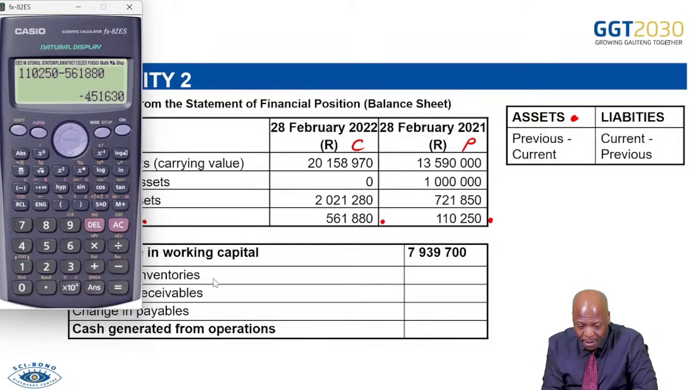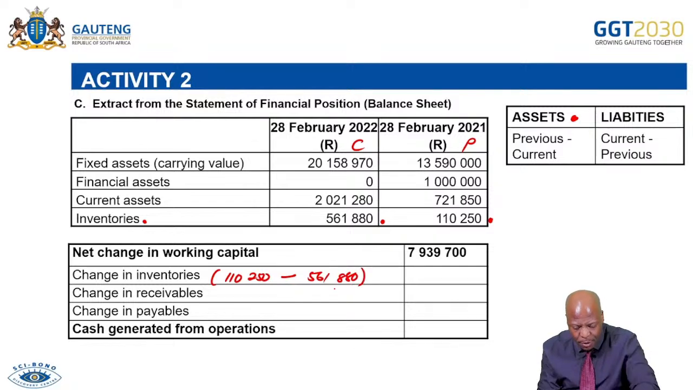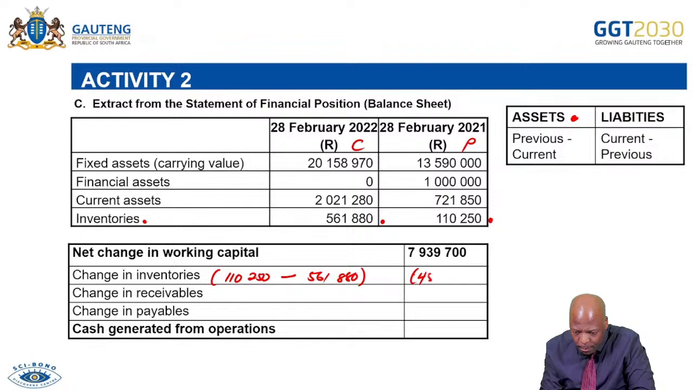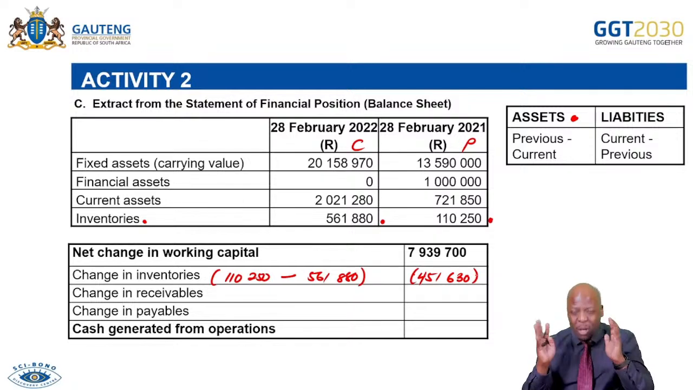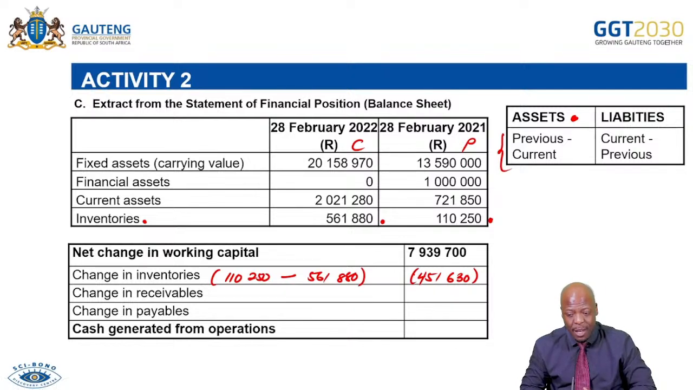All right. So I'm coming here on my inventory. I'm going to open my bracket and say 110,250 minus 561,880. And I got a negative. Do you still remember how much that was? That was 451,630. So I'm coming here to say it's a negative 451,630. How do I know it's negative? In brackets. So we don't forget brackets. Brackets are very essential. Okay, so we have done the calculator method. Once it's an asset we're dealing with, it's going to be previous minus current.